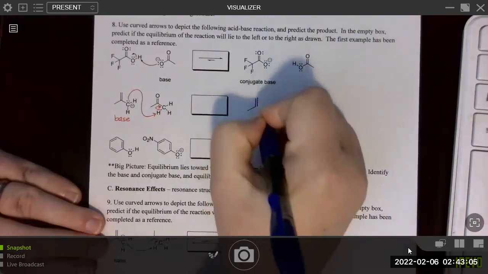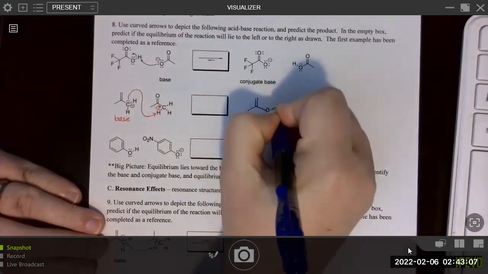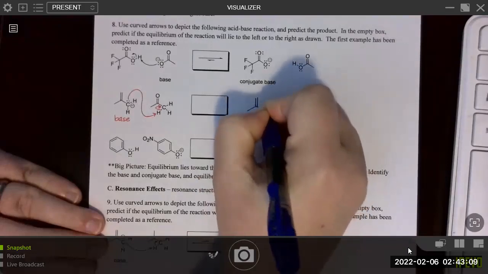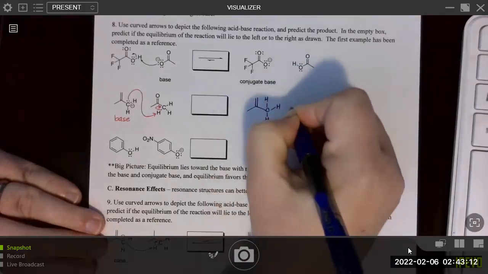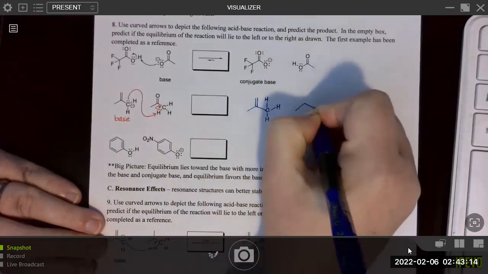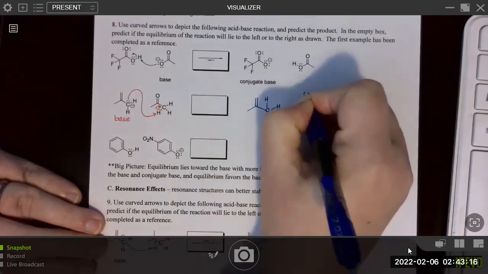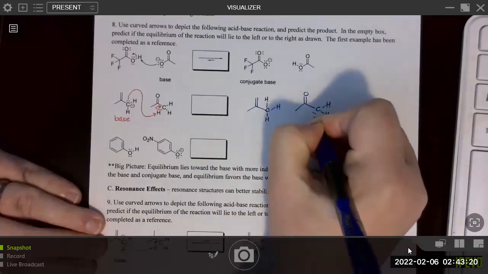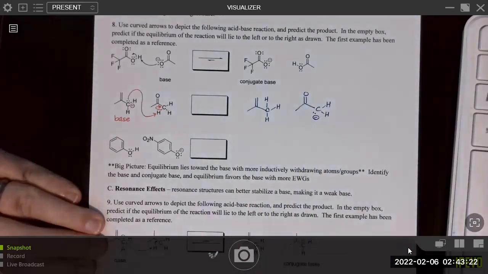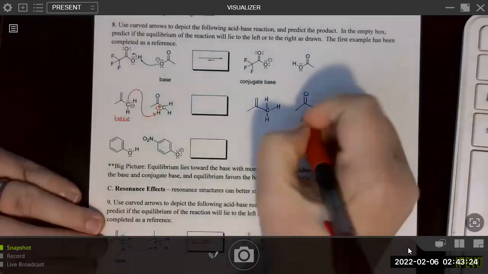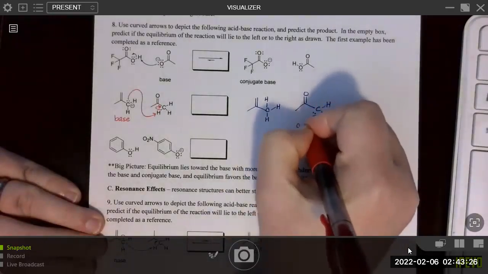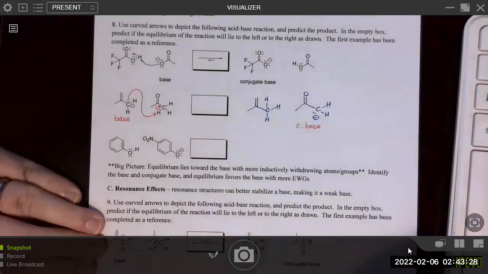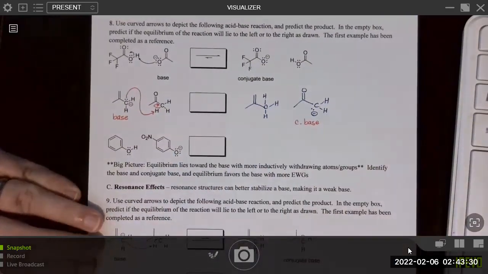So we have the conjugate acid and the conjugate base. And I'll go ahead and label the conjugate base. That's the 2 structures that we want to compare.